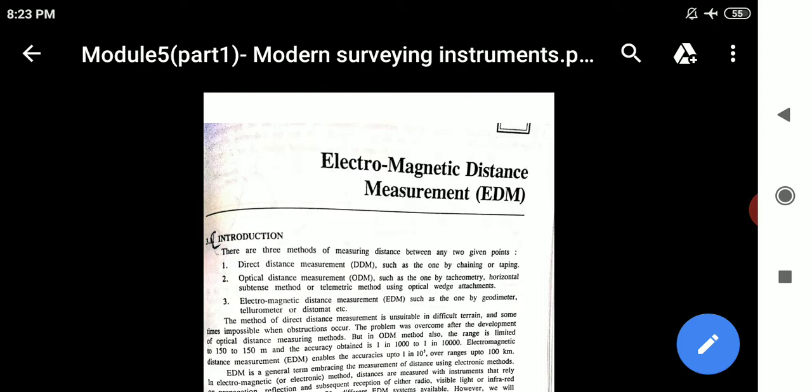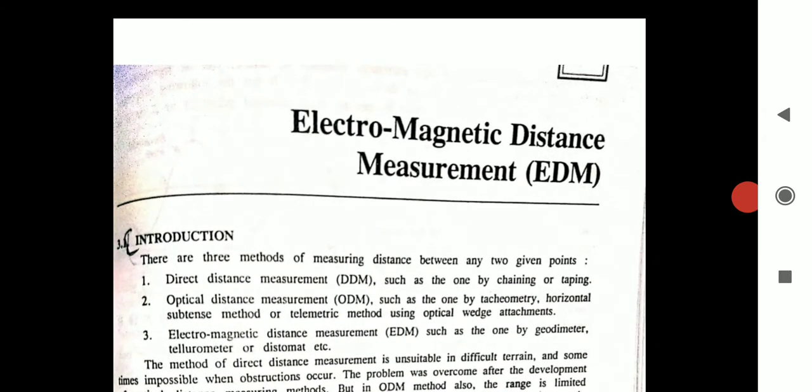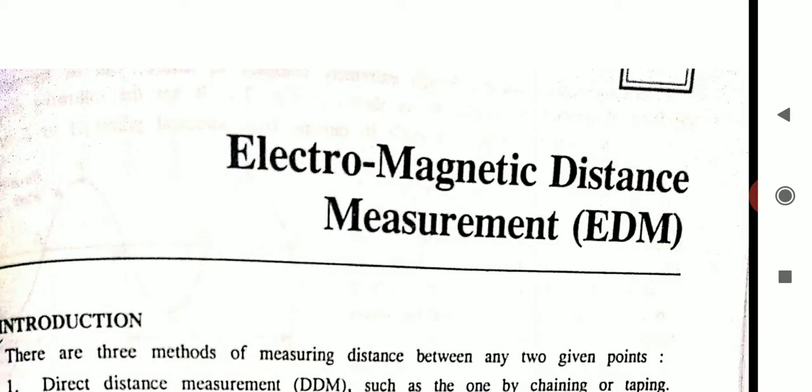First we will discuss the modern surveying instrument. In that particular topic is electro distance measurement. This method is generally based on generation and propagation of waves, and the term embraces the measurement of a distance using electronic methods.